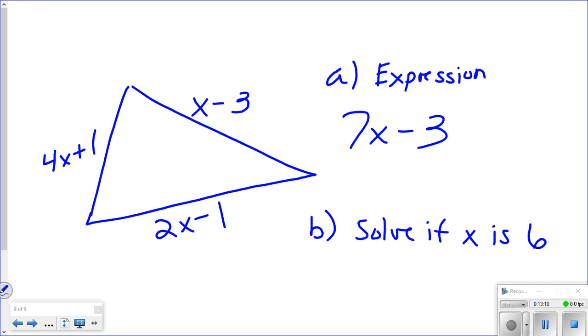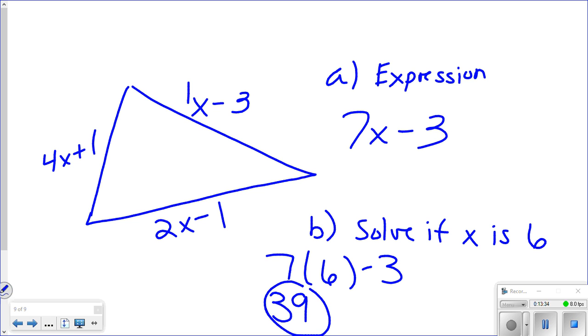Because if you look at it, you could actually think about this one quickly in your head. Yeah, we'll put a 1 here. And what happens with these two things? They cancel out. And so you'd have 4, 5, 6, 7, and then 7x minus 3. Now, if I put 6 in, what did you get for an answer there, McKenna? 39. You are correct.